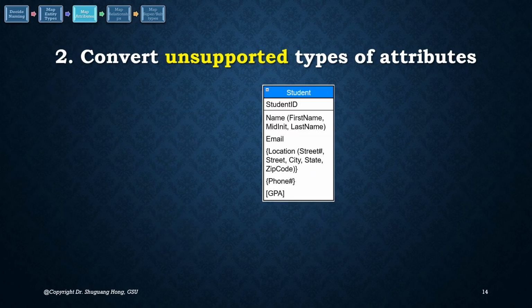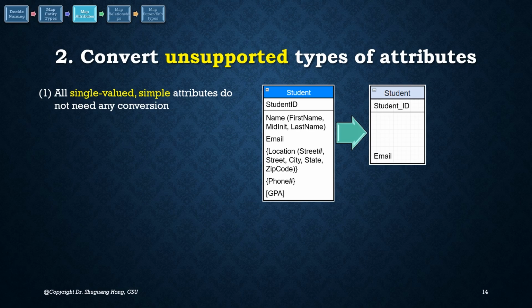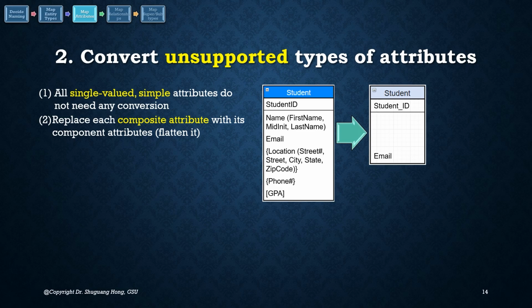2. Convert unsupported types of attributes. After entity types are mapped, we move to mapping attributes for each entity type as follows. Each single-valued and simple attribute, such as the email attribute in this example, should be directly mapped into a field in the student table. For each composite attribute, map each of its component attributes into a field in the table. For example, the composite name attribute is mapped into first name, mid-name initial, and last name fields.